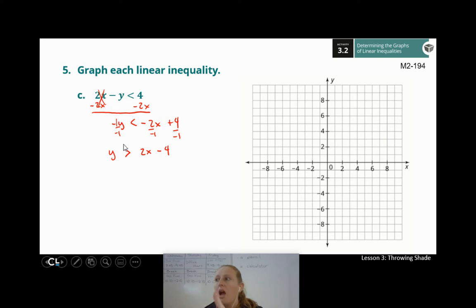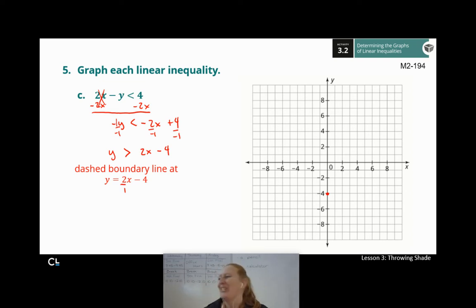I do not see a little half equal sign, so that means it's going to be a dashed boundary line at y equals 2x minus 4. So let's graph it. My y-intercept is a negative 4, 1, 2, 3, 4. Put my dot right there. My slope is 2. Don't forget 2 over 1. So from my y-intercept, I'm going to go up 2 and over 1, make another dot. And when I use my straight edge, we're going to make sure it's a nice dashed boundary line.